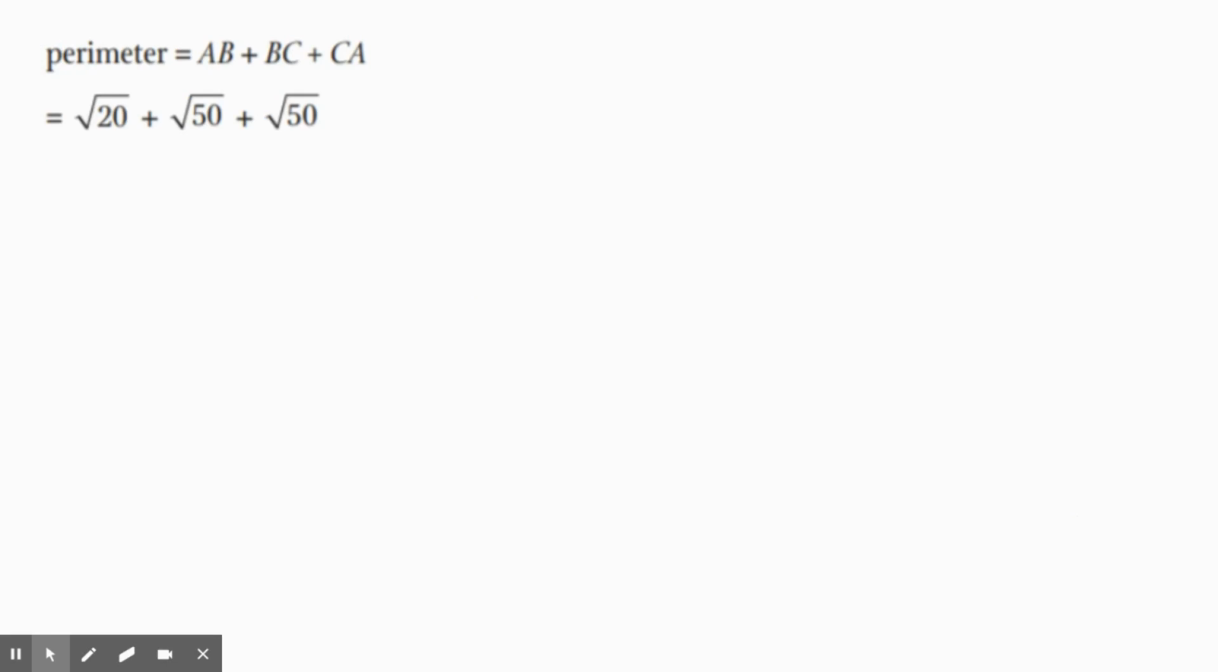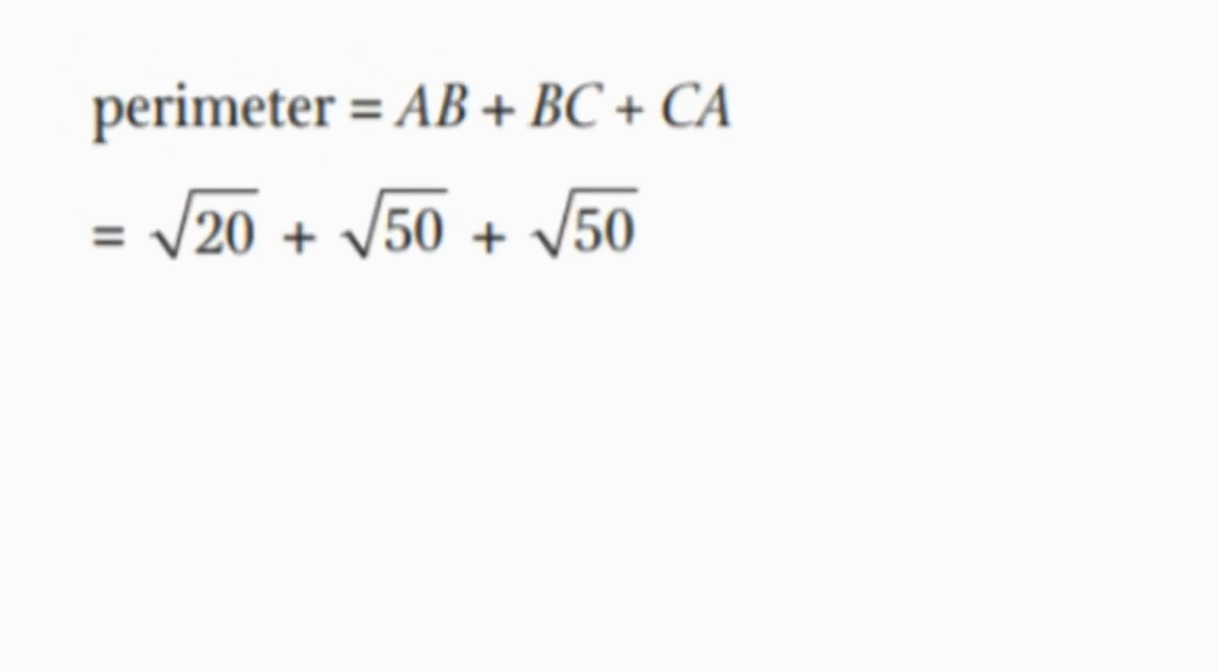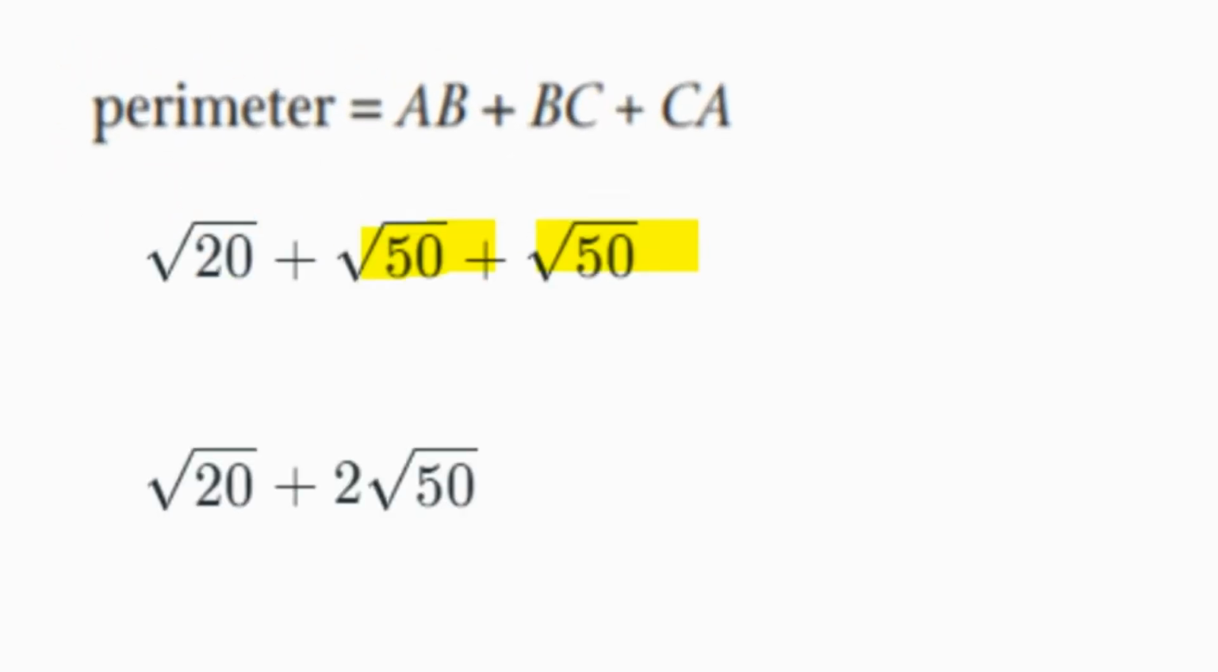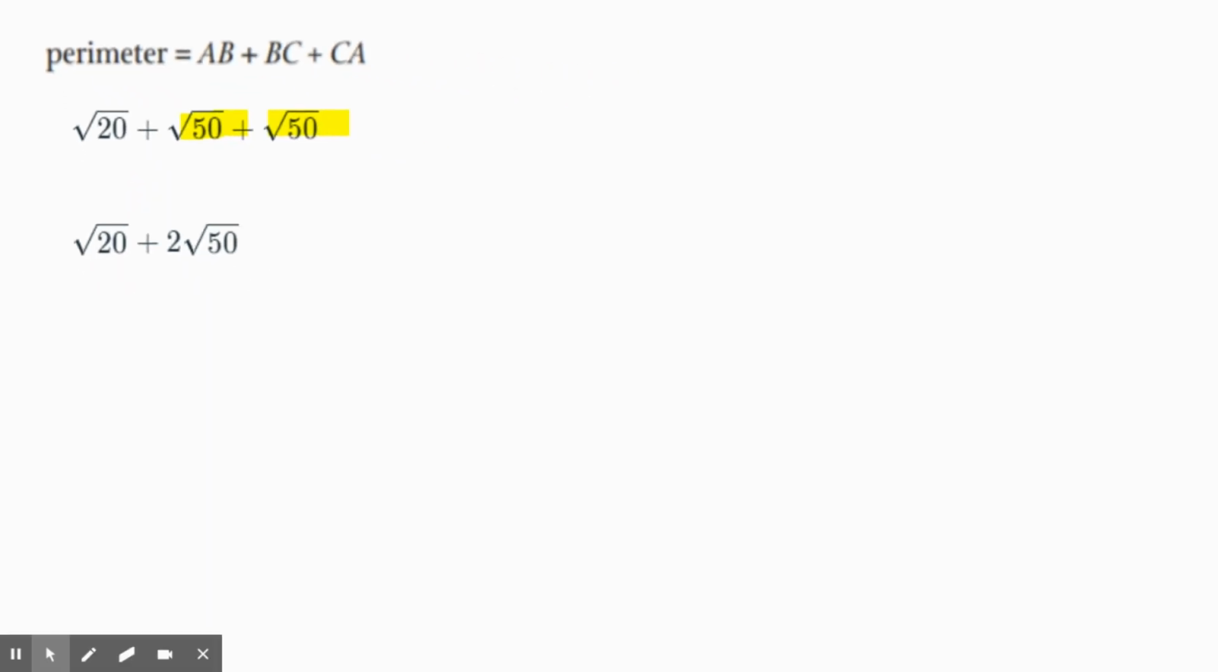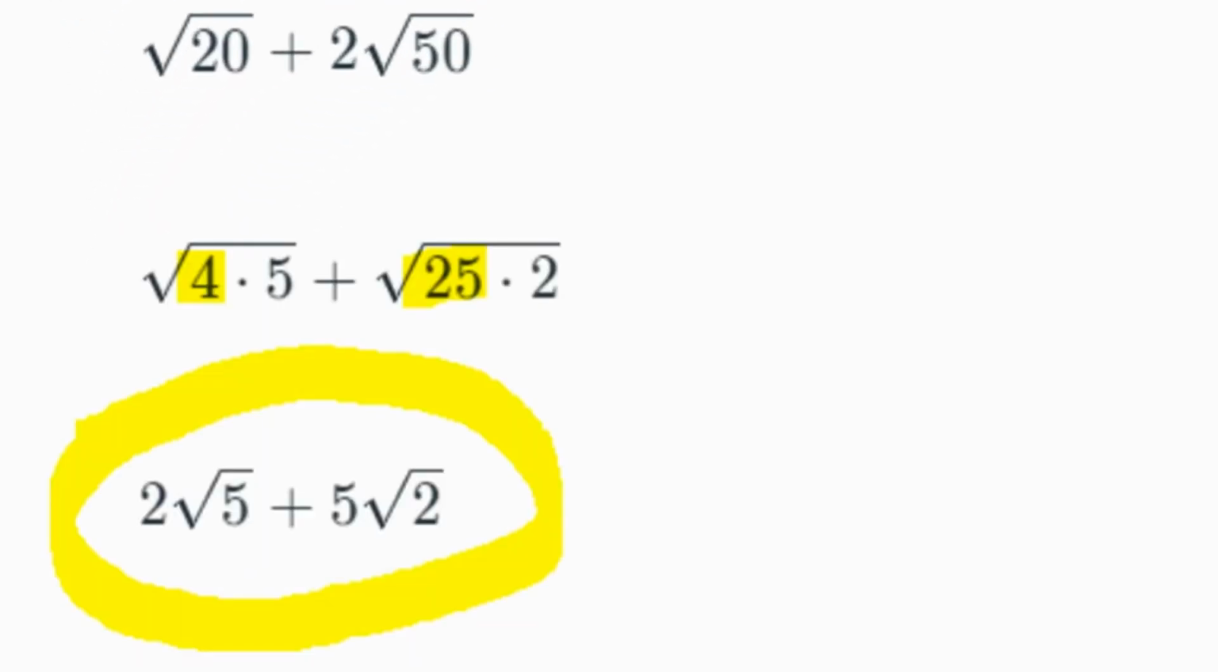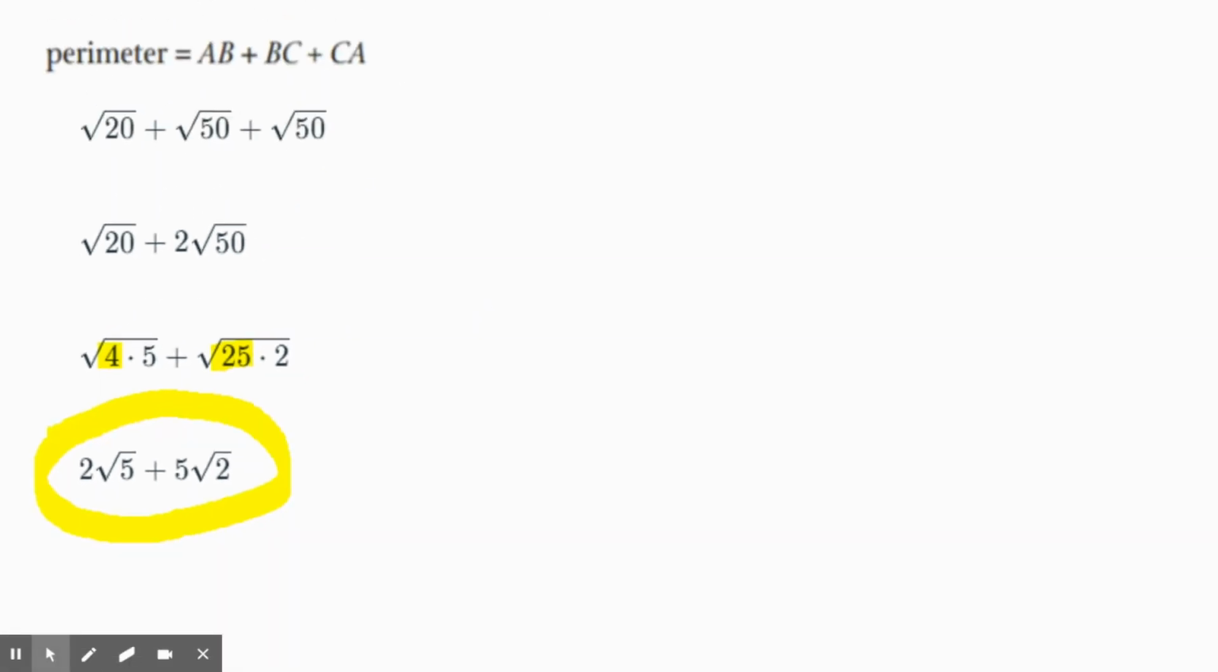When you get to upper level math, they're going to want you to keep them as radicals. And notice radical 20 and radical 50 are not simplified either. First things first, we can add both the radical 50s together: radical 50 plus radical 50 is 2 radical 50. Then we can simplify. There's a perfect square of 4 inside the radical 20, and a perfect square of 25 inside the radical 50. That simplifies to 2 radical 5 plus 5 radical 2.